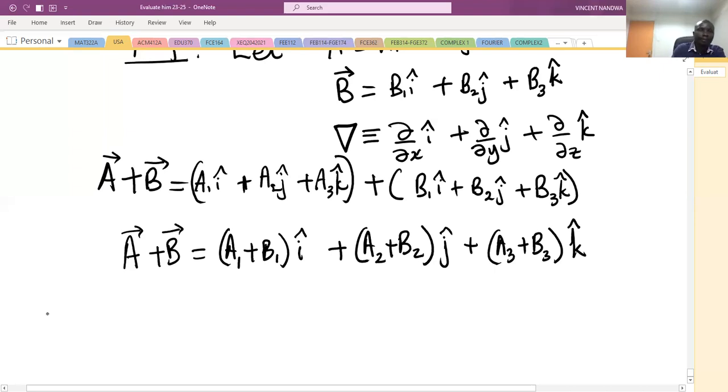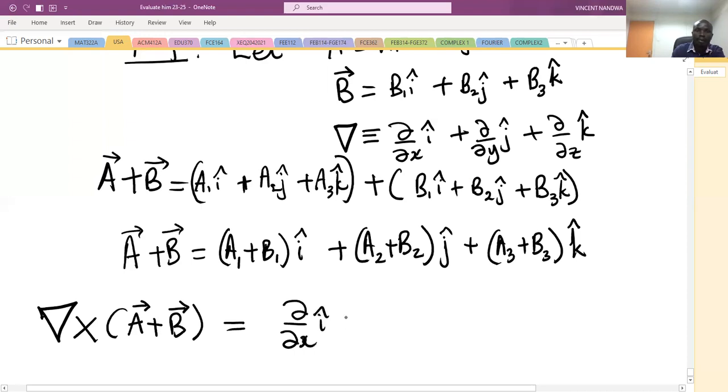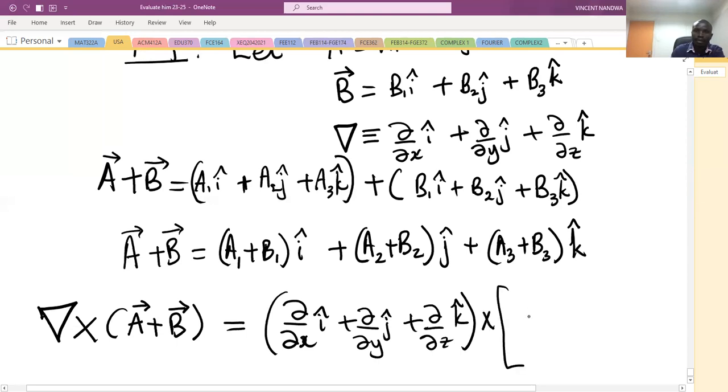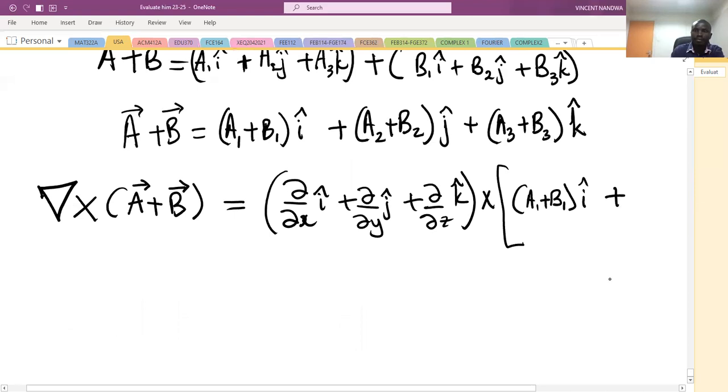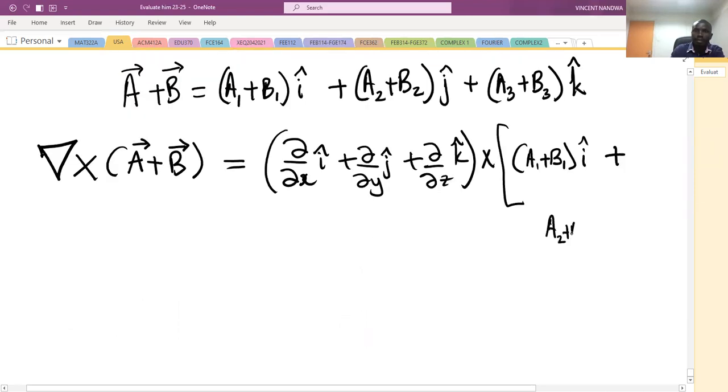So therefore now let's start by defining curl of the sum A plus B. This will be equals to partial x i plus partial y j plus partial z k cross (A1 plus B1) i plus (A2 plus B2) j plus (A3 plus B3) k.